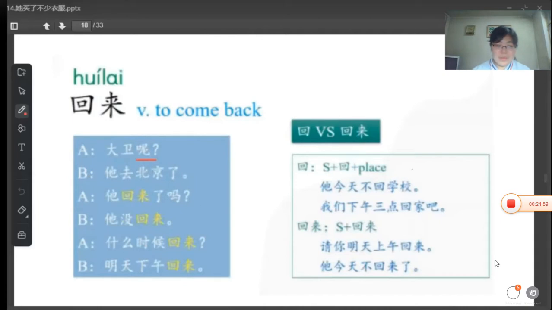B answers, 他去北京了. 去 shows us this action has already occurred. How about David? He has gone to Beijing. 他去北京了. Yes, I saw the right answer already. Where is David? 大卫呢？ Where is David? 他去北京了, he has already gone to Beijing.